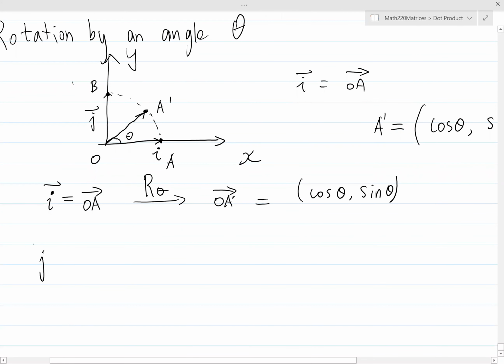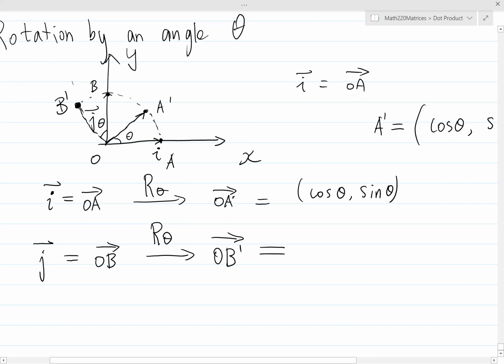Now J is the vector OB. If we rotate this by angle theta, then we get OB prime. Now, how do we find OB prime? If we rotate B by angle theta, we get a B prime here. Okay, B prime here. Again, this angle is theta.